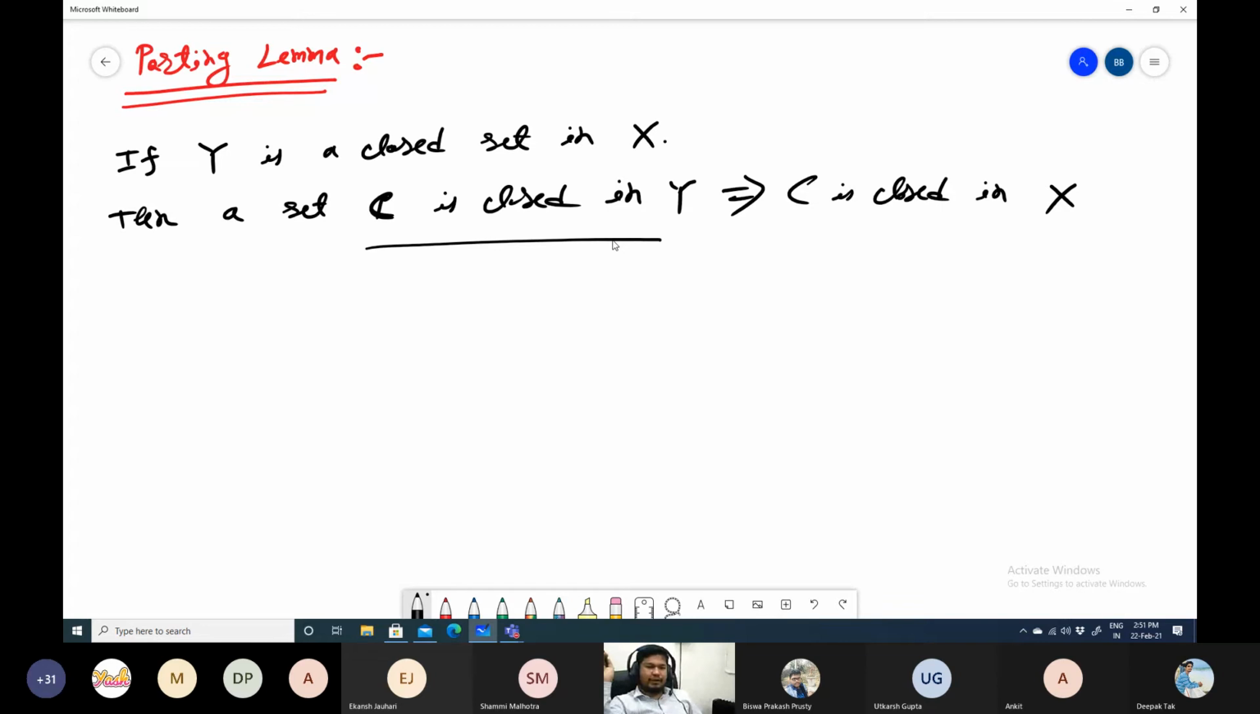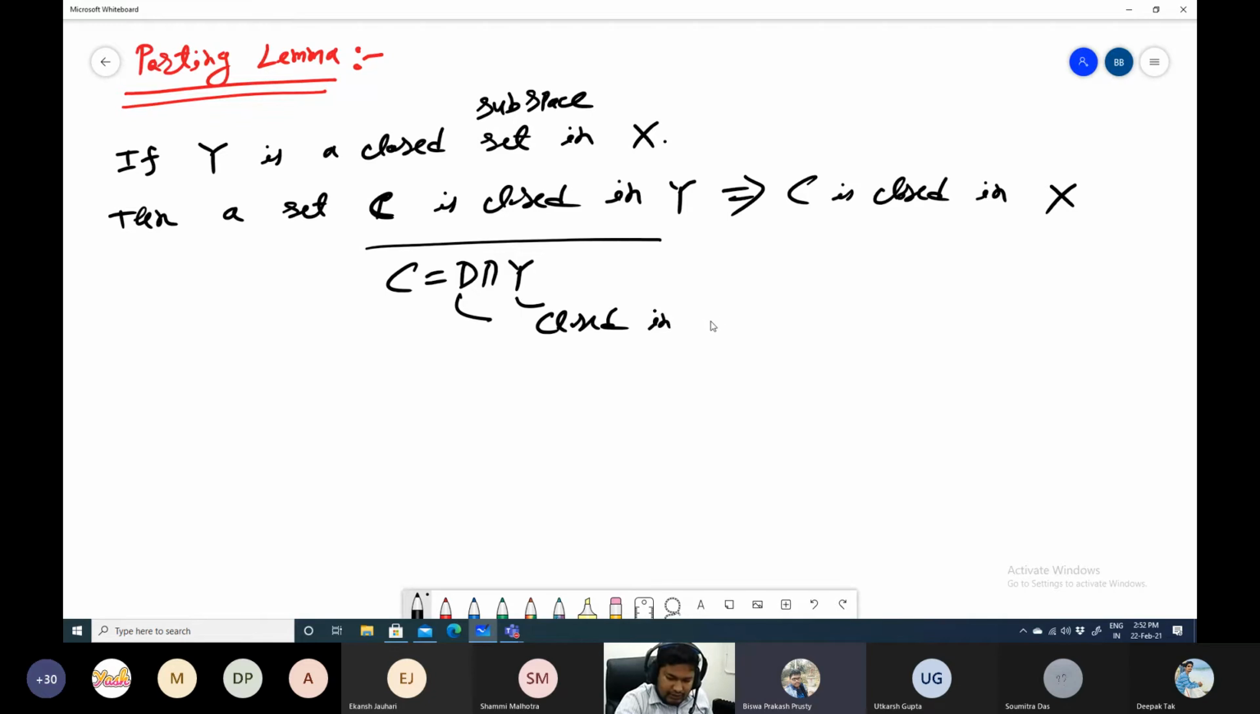If Y is a closed set in X, that means a closed subspace, then a set C closed in Y will imply C is closed in X. So C will be some D intersection Y, where D is closed in X. Y is closed in X, so that part is closed in X. So we are done, right? And similarly, we can prove this one as well.